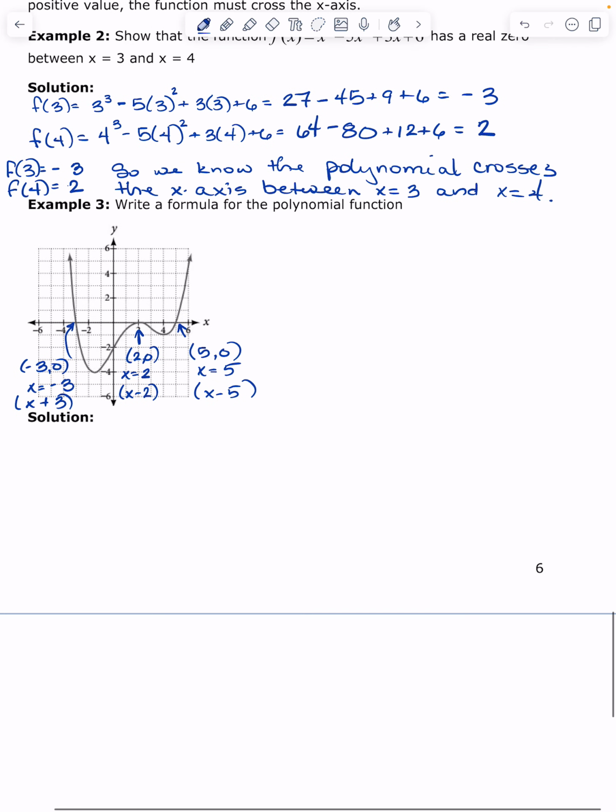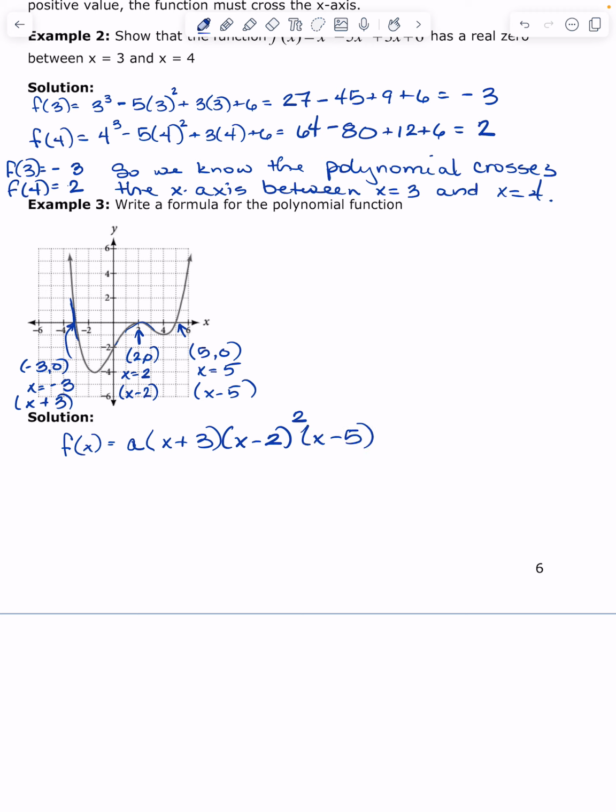So my function is some a times x plus 3, and we're looking at the multiplicity. We go straight through at negative 3, so this has multiplicity 1. I've got x minus 2. This touches and bounces off, so that one definitely has multiplicity 2. And then I have x minus 5. Again, we go straight through, so that one's got multiplicity 1.